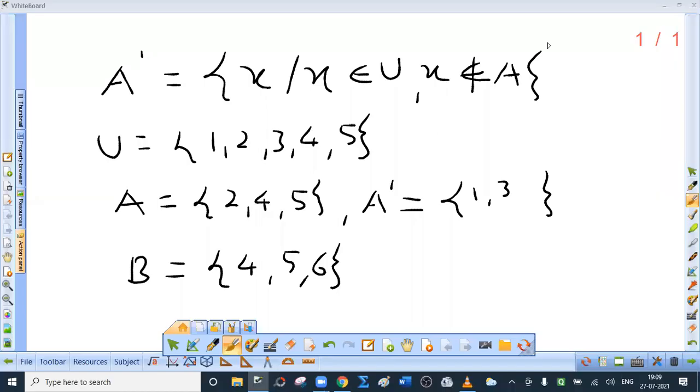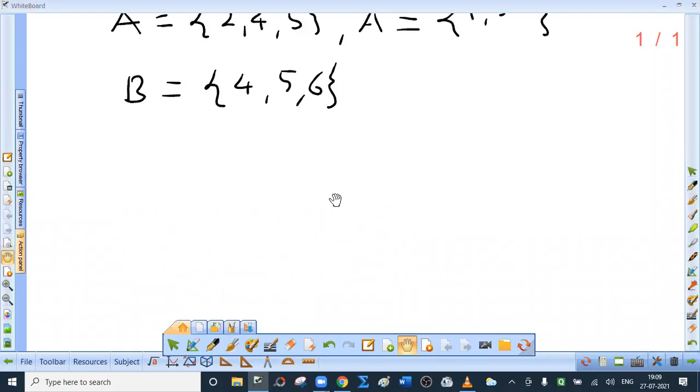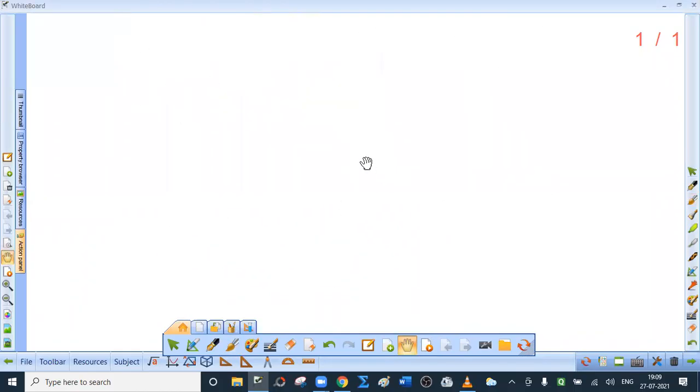The correct answer is, see, when I say that U is the universal set, right? The element 6 is not part of that set. So how can we find the complement of B with respect to U? It is not possible. Okay. So your answer should have been no. We cannot find B complement because B is not a subset of the so-called universal set here.